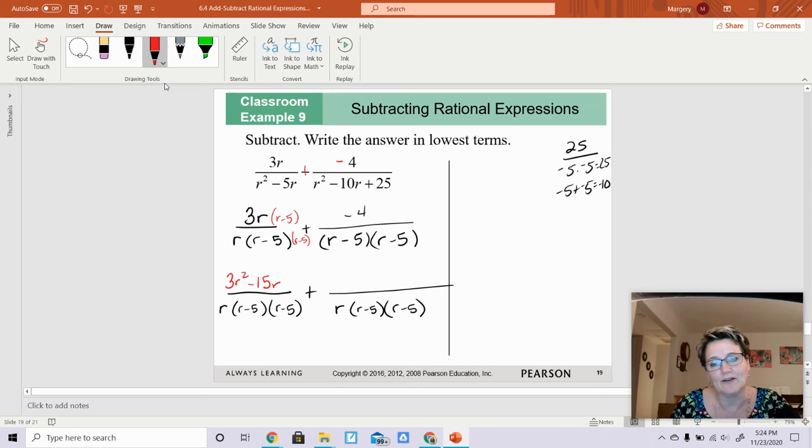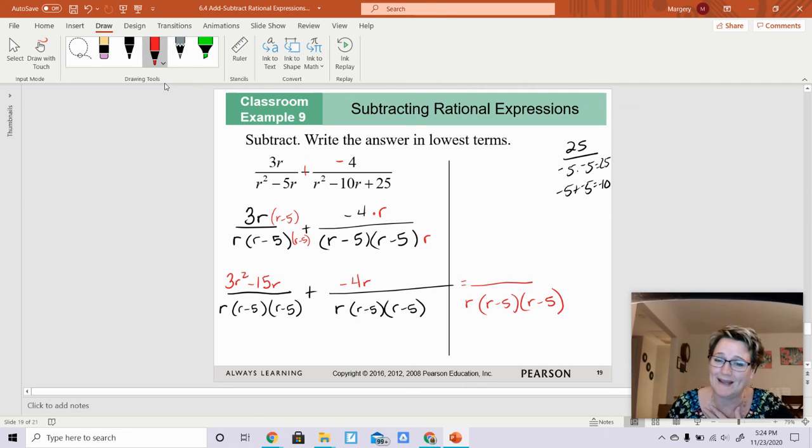Now on this side over here, the only thing I'm missing is r. So I'm going to times this by r, and I'm going to times this by r. Negative 4r. So now your common denominator is r, and then r minus 5 times r minus 5. I personally like to write them out twice. You don't have to. You can put r minus 5 squared, but I like to write them out. Now I'm going to add these all up. So I get 3r squared, and a negative 15r plus a negative 4r is a negative 19r.